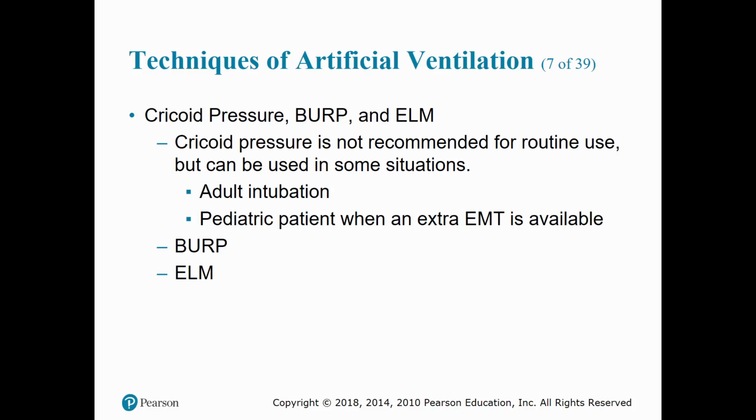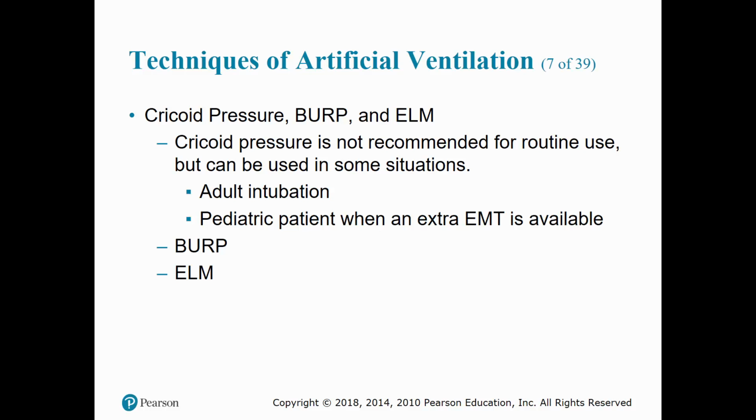Now, for BURP, which stands for backward, upward, rightward pressure, you're going to use similar landmarks as you would with cricoid pressure. You're going to locate the cricoid, locate the thyroid, then apply backward pressure towards the spinal column and push the cartilage up and towards the chin, and then lateral to the patient's right. You will then hold this maneuver until the person performing the laryngoscopy instructs you to release it.